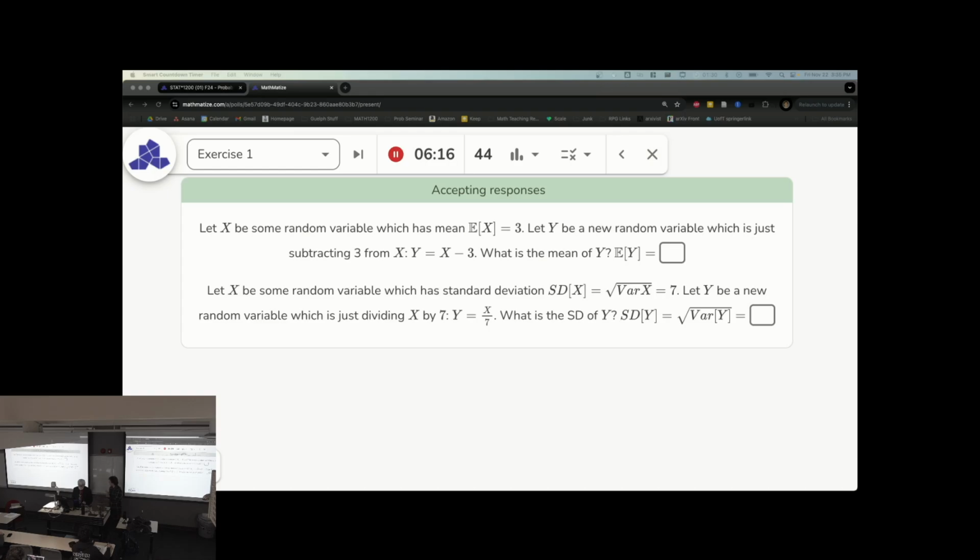Okay, let's take this up. So x is some random variable. We don't know anything about x except what we were told in the problem, that the mean of x is 3. The expected value of x equals 3. Very nice, mean 3 random variable. Then we take x and subtract 3 from it. That makes a new random variable y. What is the mean of y?